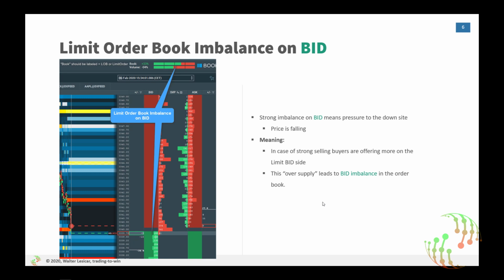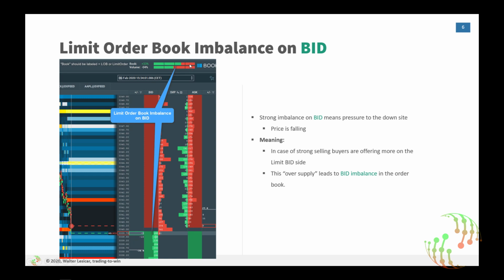In case of strong selling, buyers are offering more on the limit side. That leads to this limit order book imbalance. And this oversupply leads to bid imbalance in the order book. It's quite interesting to keep that in mind, because in normal times, so maybe two or three weeks ago, we could really relax and see how the limit order book indicator shows us the direction of the market, more often than not.